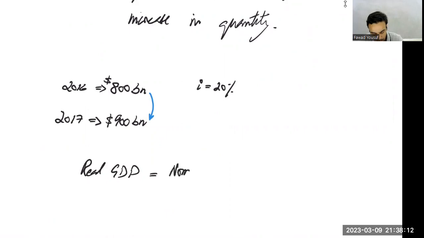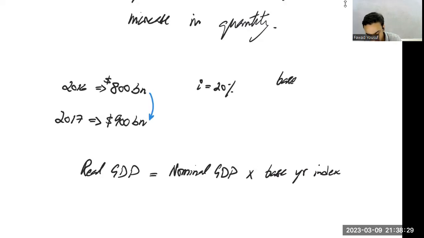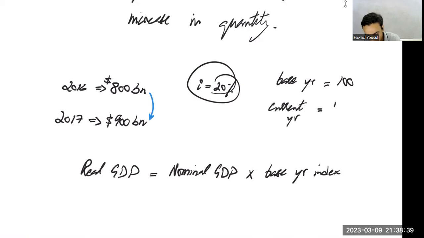You take the nominal GDP as given above, 900 billion. Okay? You multiply that with the base year index. Now, most of you have done inflation ka chapter. You probably know what base year index is. Base year का index होता है 100. 20% inflation हुई है, तो current year का index क्या होगा? Current year index will be 120. 20% inflation.